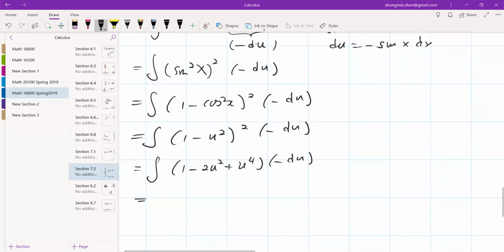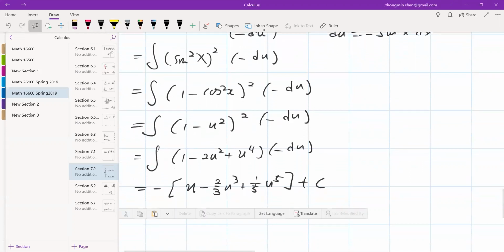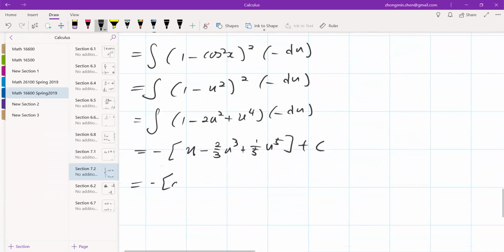You get a negative sign, you can put the negative sign outside, it's fine. So find the antiderivative, plus a constant. Then you replace u by cosine. It's cosine x minus 2/3 cosine cube x plus 1/5 cosine fifth x, plus the constant. Okay, so that's it.